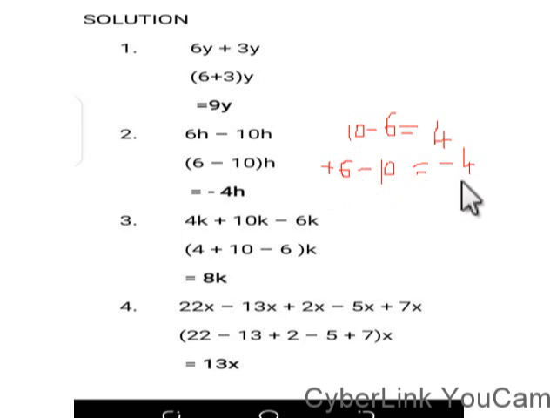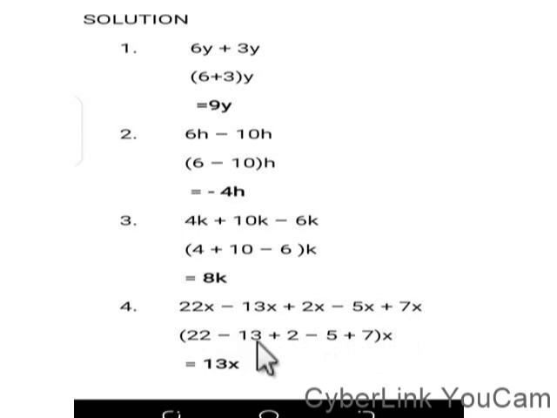So you can always use this ideology to answer such questions that have to do with addition and subtraction, to avoid mistakes. So for the question we have here, 6h minus 10h will give us what? Minus 4h. I hope it's quite clear. Then number 3, we have 4k plus 10k minus 6k. Just like we did in the previous ones, we have 4 plus 10, which will give us 14. Then 14 minus 6, which will give us what? 8. That's 8k.